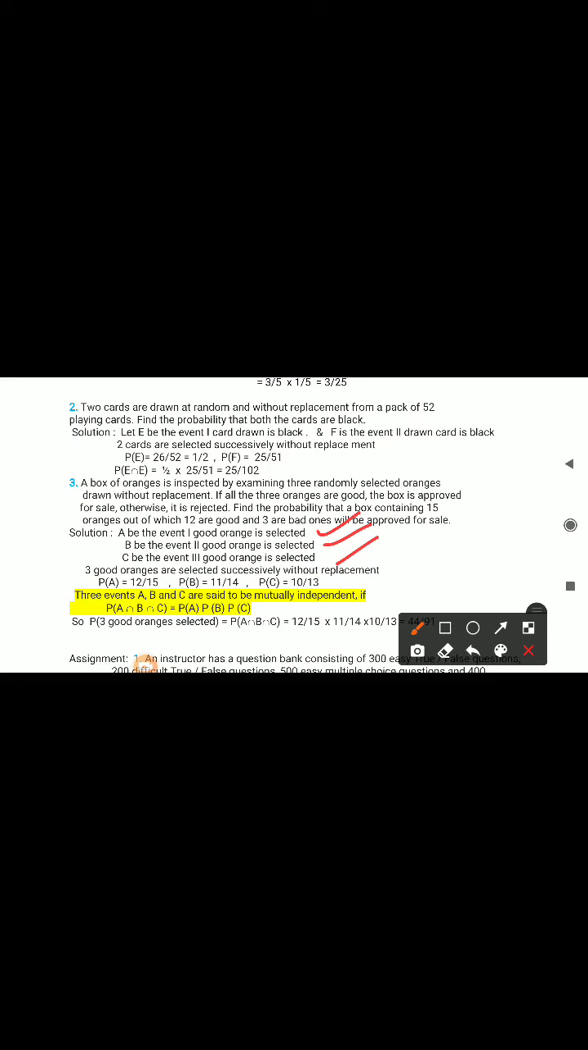Now we have three events A, B and C which are mutually independent, so P(A ∩ B ∩ C) is equal to P(A) × P(B) × P(C). So the probability of all three oranges being selected good will be equal to P(A ∩ B ∩ C) is equal to 12 by 15 into 11 by 14 into 10 by 13. After calculation we get 44 by 91.